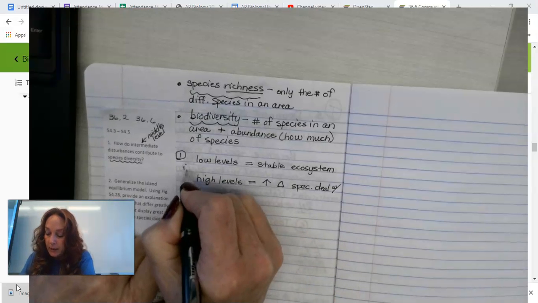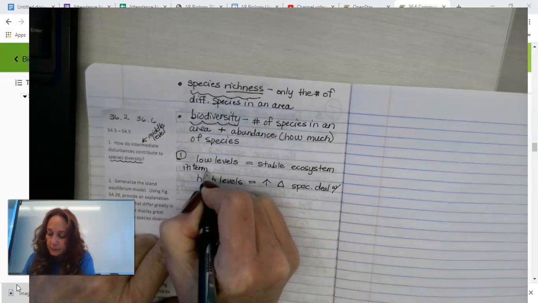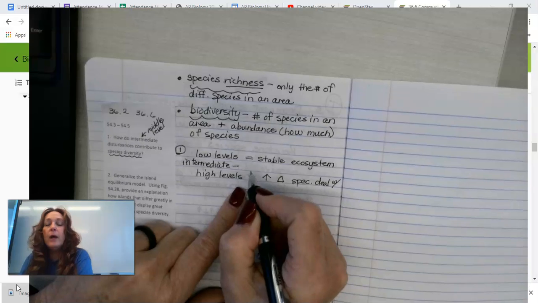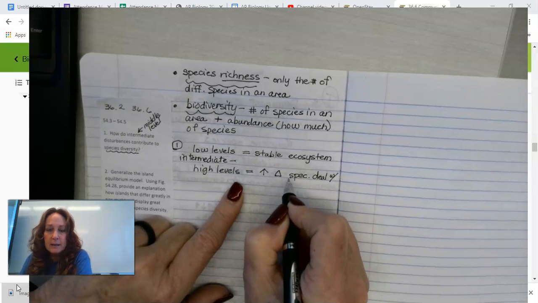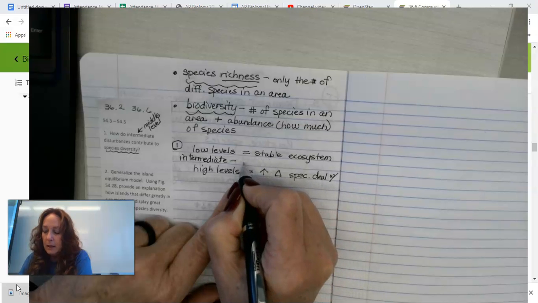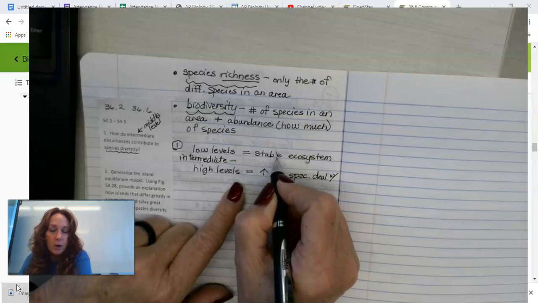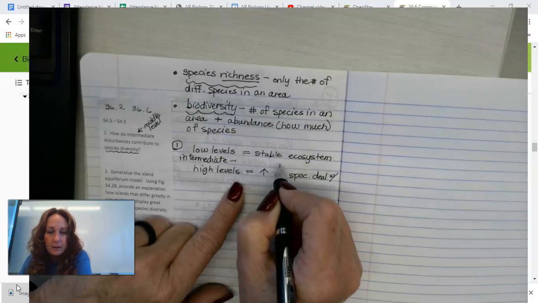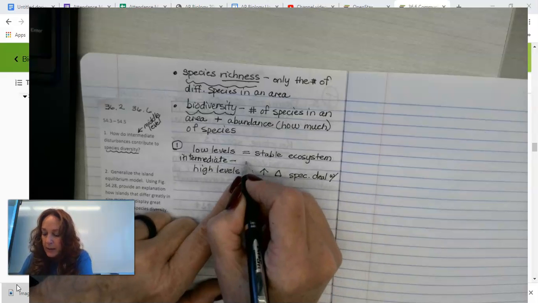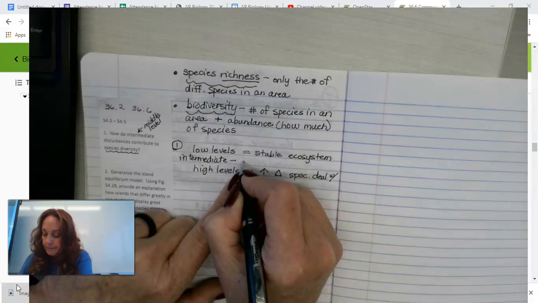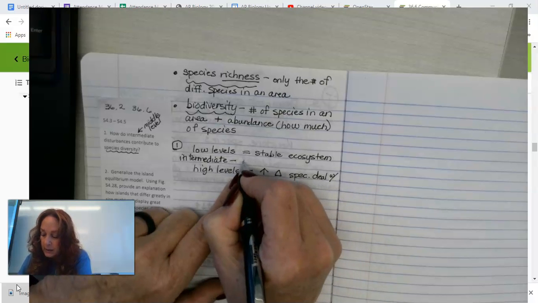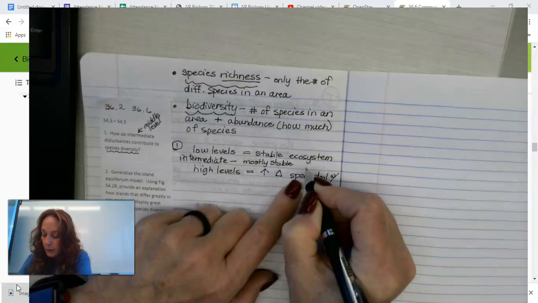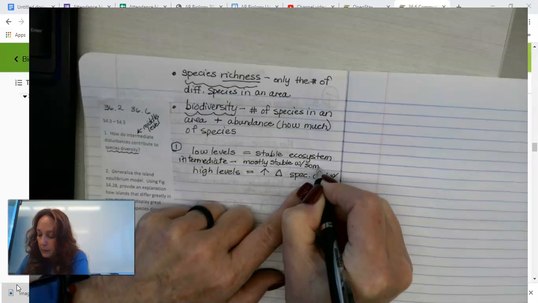So if we do intermediate, which would be in between, you're going to either have periods where you've got some instability, and then periods where you've got long runs of stability, or you've got periodic events that happen. So intermediate means that it's mostly stable, and then you're going to put with some change.